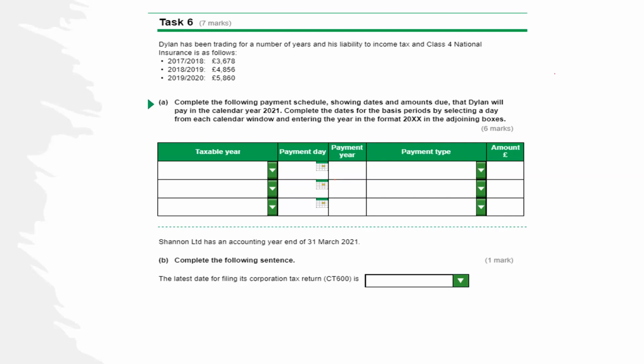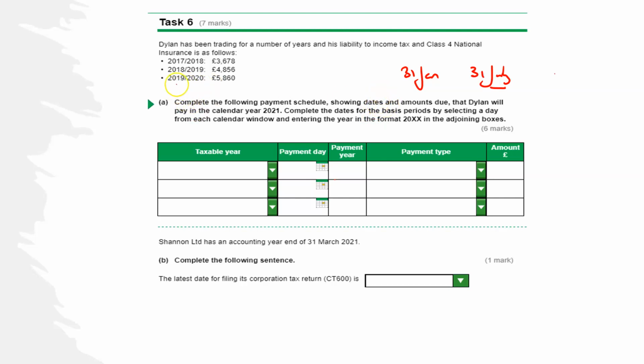Right, so let's look at the payment schedule. I think the key dates to think about in terms of payment are the 31st of January and the 31st of July. So these are the key dates, but we need to think about what's really going on here. So let's look at this.